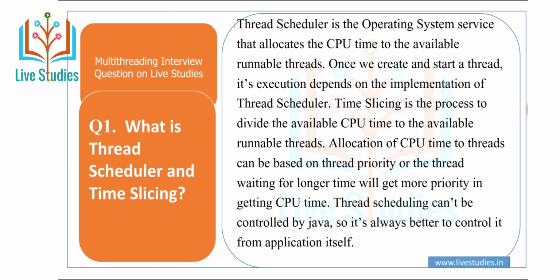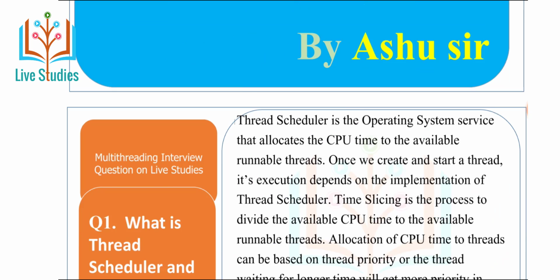Allocating CPU time to threads can be based on thread priorities, or a thread that has been waiting for a longer time will get more priority in getting CPU time. The thread scheduler cannot be controlled by Java, so it is always better to control it from the application itself. Move to another question.